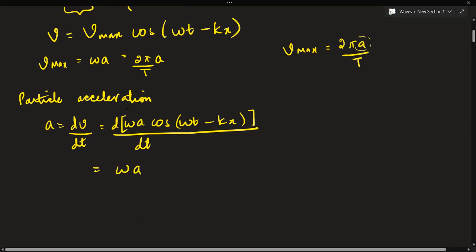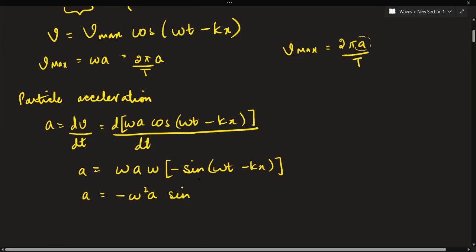Omega a will come out. Omega is constant. Now we have to differentiate cos omega t minus kx. For differentiating cos omega t minus kx, this omega will come out, and the differential of cos is negative sine. So it will be minus sine, and the rest of the terms omega t minus kx. This is what we have for acceleration. If we simplify it and write it, then it will be minus omega square a sine omega t minus kx.